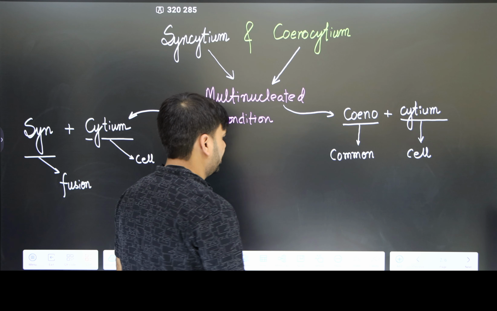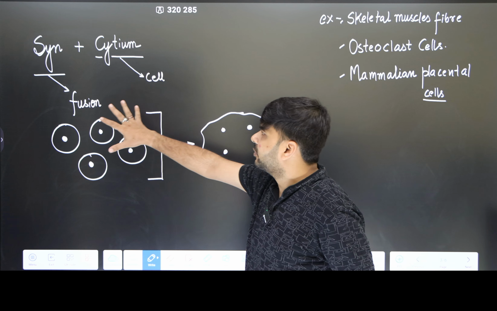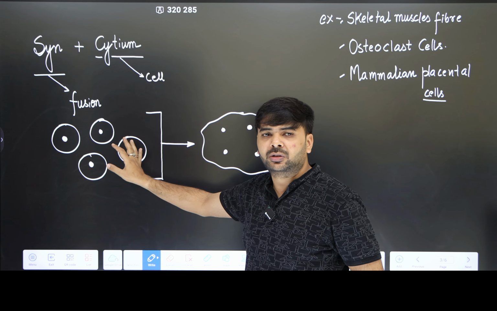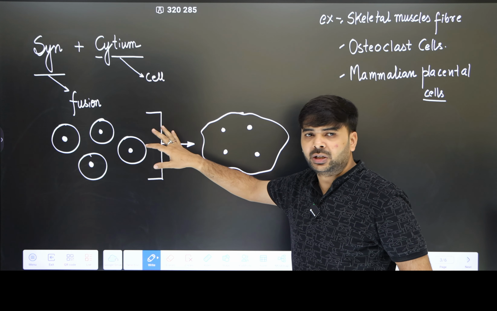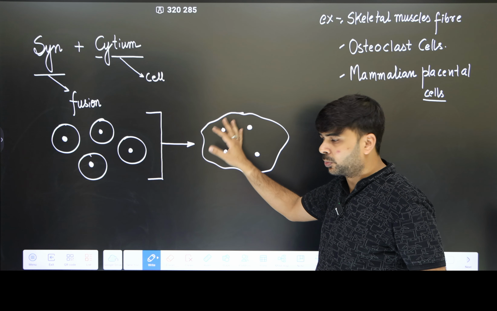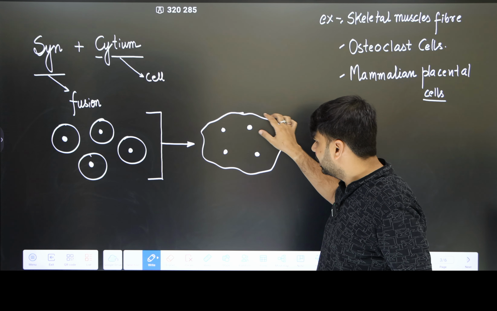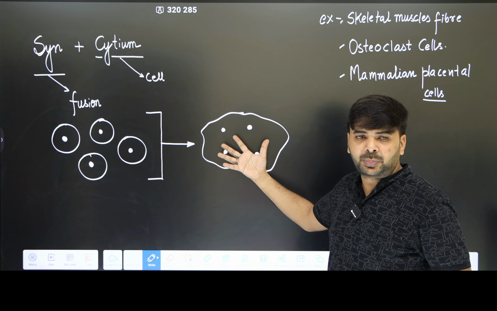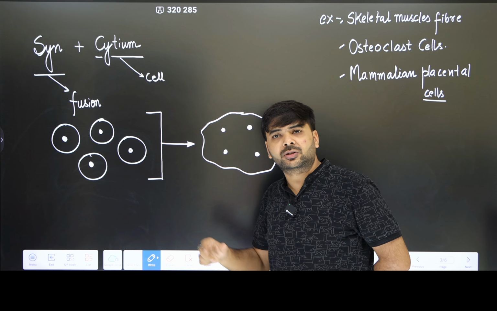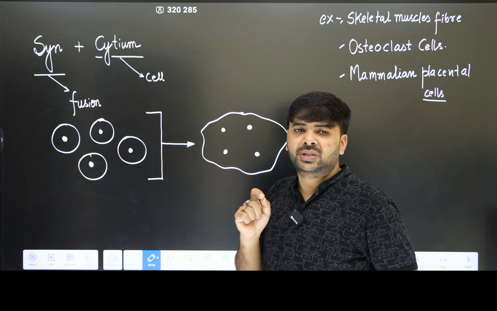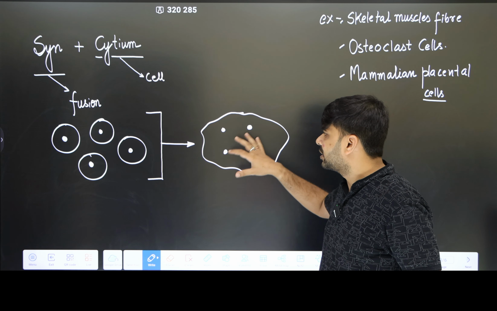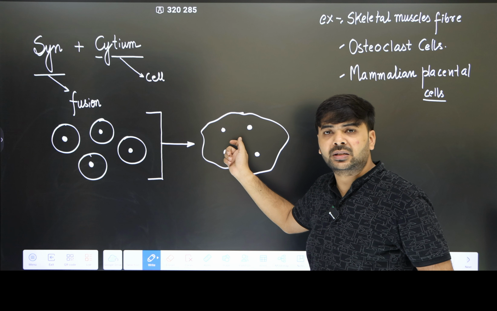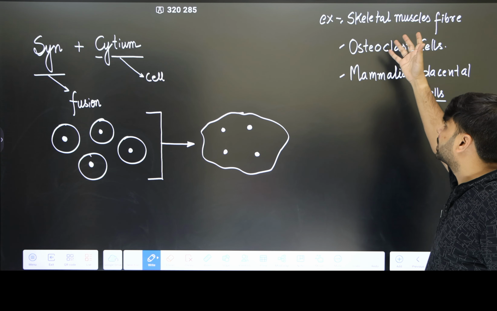In the case of syncytium, syn means fusion, cytium means cell. We have many cells, two or more than two cells. When they fuse, their cytoplasm becomes common, and under a single plasma membrane, under a single cytoplasmic condition, multiple nuclei are floating. This condition is called syncytium. So when a multinucleated cell is formed due to fusion, it is called syncytium, and examples are skeletal muscle fibers.